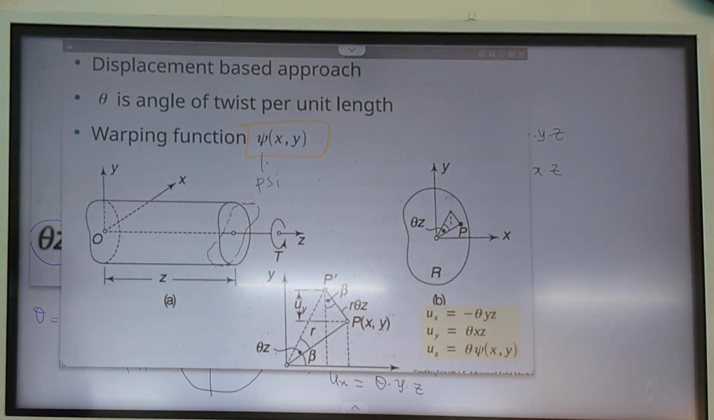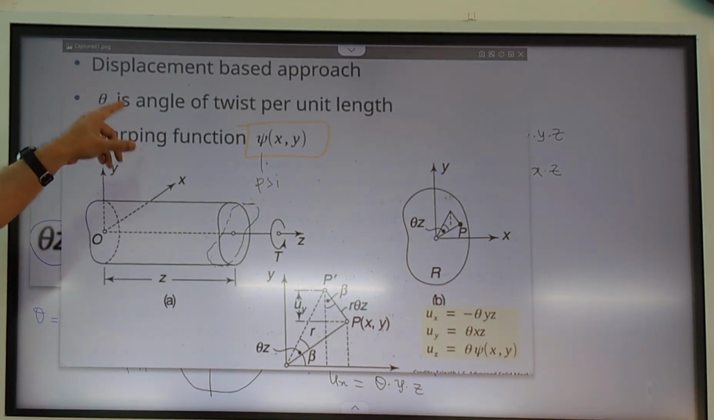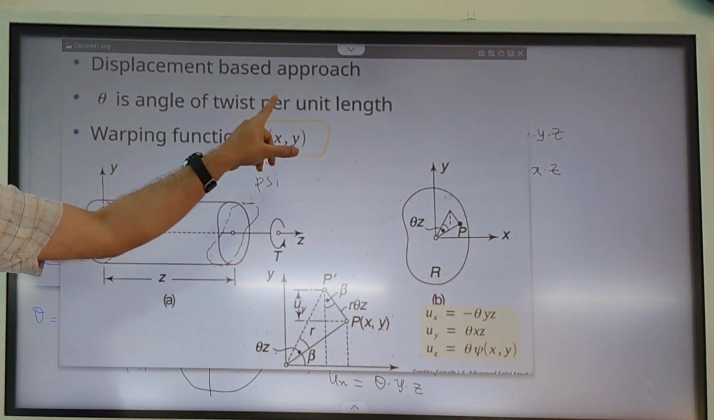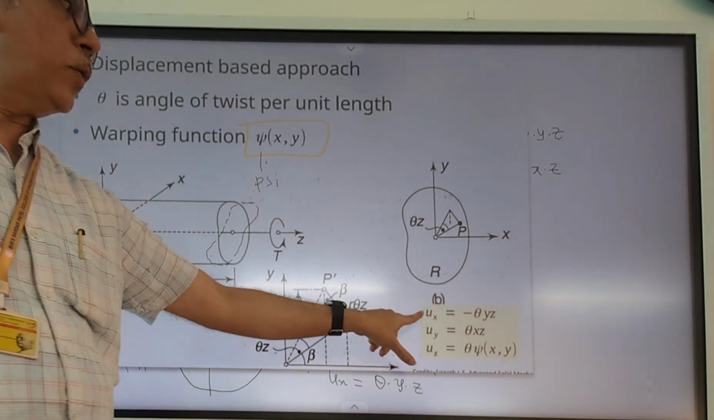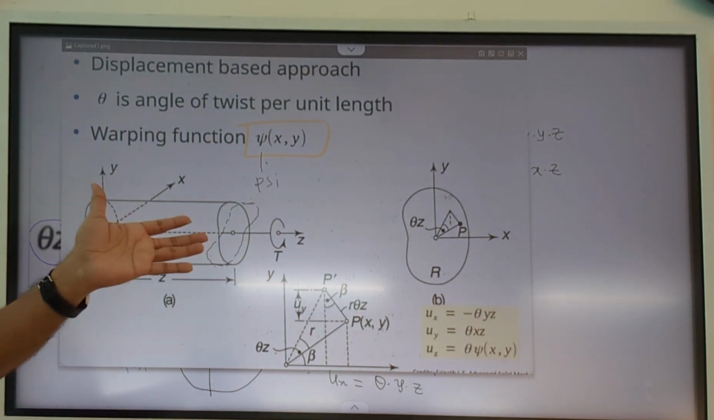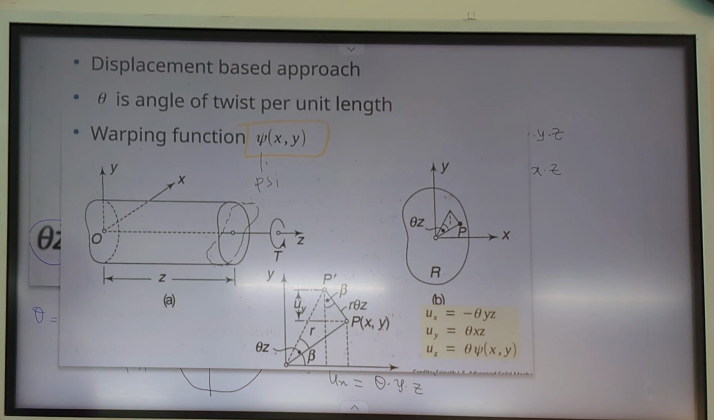So at this stage, we have assumed two things. One is the angle of twist per unit length, which is unknown. And second, we have assumed the warping function, which is psi. And in terms of these two unknowns, we have defined ux, uy, and uz. So we got the displacement of the three values.